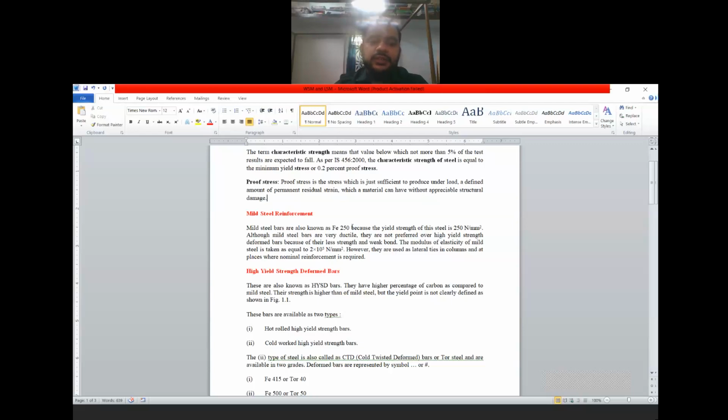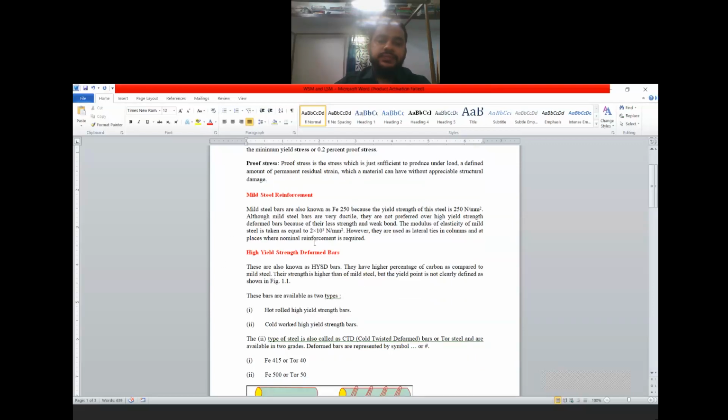In terms of concrete, characteristic strength will be indicated by fck, but in case of steel, you will write fy, small f suffix small y. Okay, so if mild steel is given, you will write fy equal to 250. If Fe415 is given, you will write fy equal to 415 Newton per millimeter square. You can see mild steel, if mild steel is written, then you have to understand Fe250 grade is given.